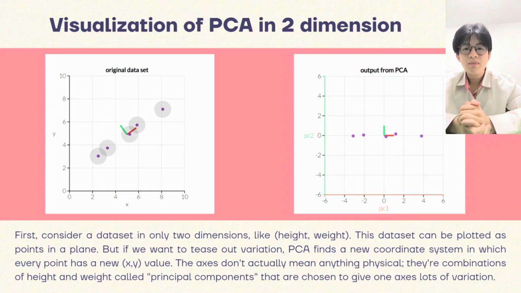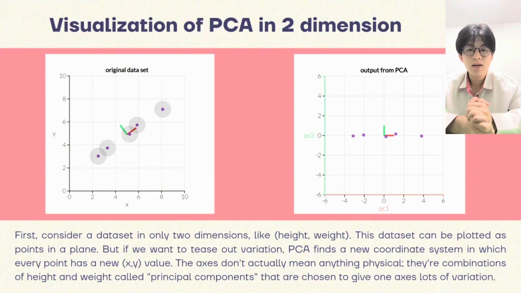Now let's use a simple example to understand how PCA works. Imagine a dataset with only two features, like height and weight. We can plot this dataset as points in a 2D plane, where height is on one axis and weight is on the other axis. However, if we want to analyze variation in the data, PCA transforms this dataset into a new coordinate system. In this new system, each point is given a new set of x and y values. These new axes don't correspond directly to height or weight anymore. Instead, they are a combination of height and weight, called principal components. The first principal component, or PC1, is chosen to capture the most variation in the data, and the second component, PC2, captures the remaining variation.